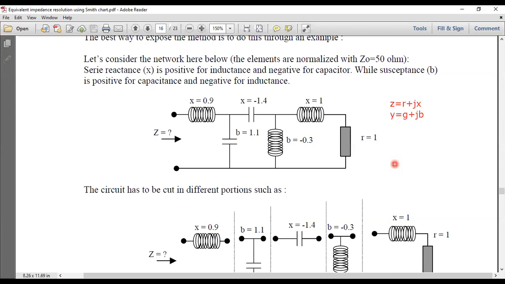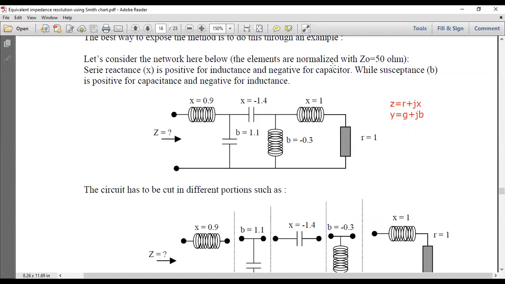Correct? Now if two admittances are there, that is Y1 and Y2, and if these two admittances are connected in parallel, what is the resultant Y? Y1 plus Y2. Correct. Means what? If the impedances are in series, they are added, and if the admittances are in parallel, they are added.